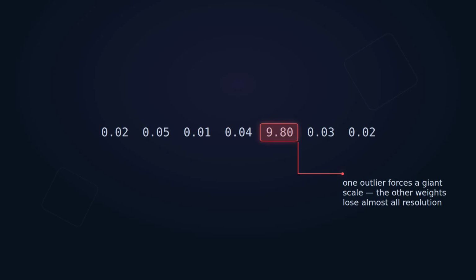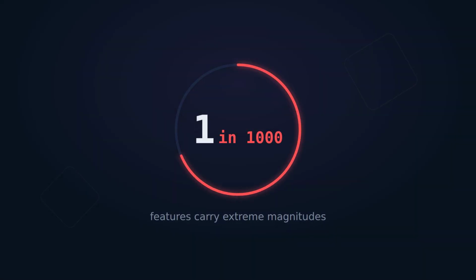They are rare, only about one feature in 1,000, but they are not noise. Remove them, and the model's quality collapses. Remember that a scale has to stretch to cover the largest value in its group. When one value is 100 times bigger than its neighbors, the scale has to balloon just to reach it. Now, every ordinary weight is rounded with almost none of the resolution it needs. A single monster value quietly destroys the precision of all the others.